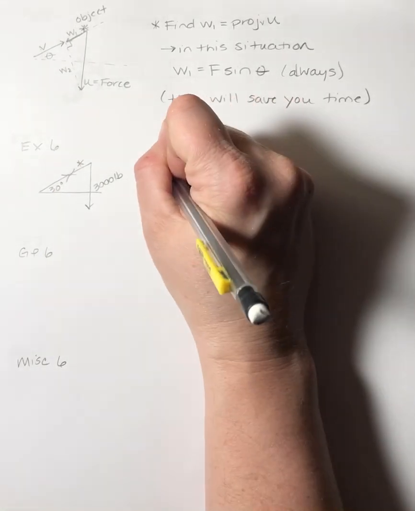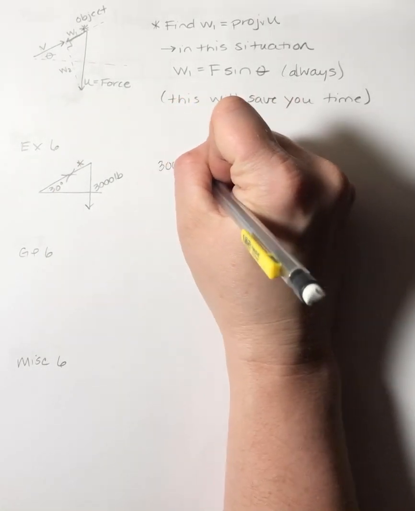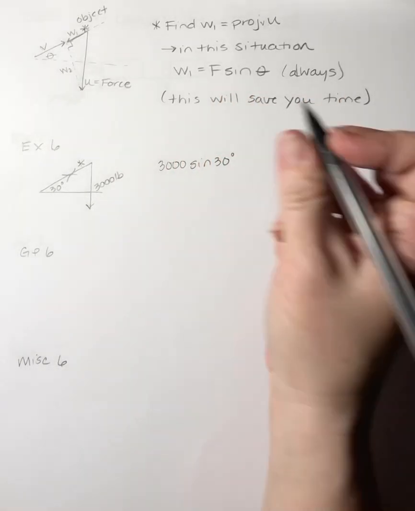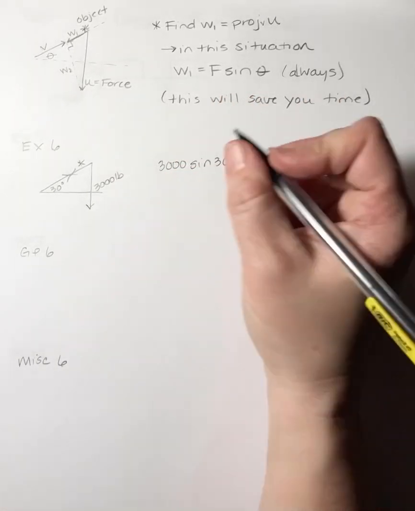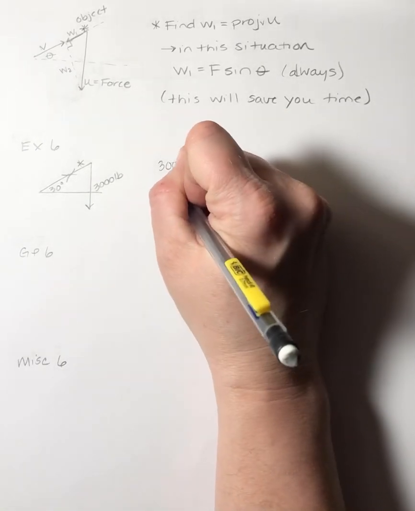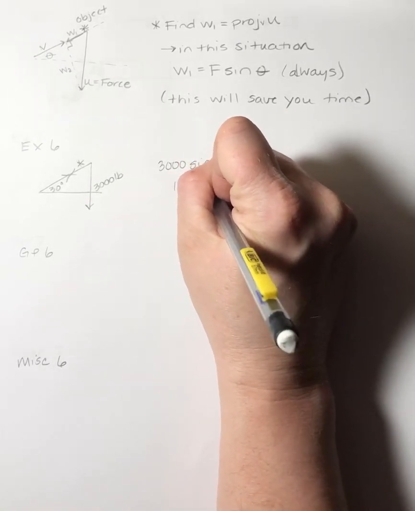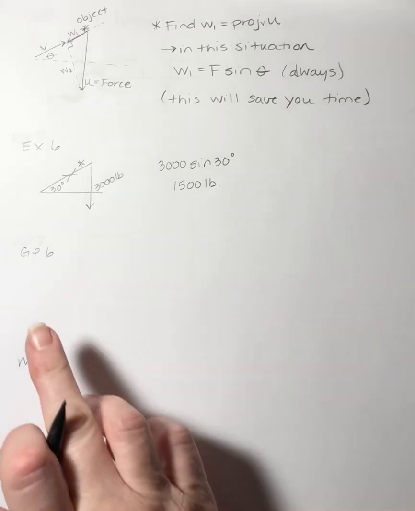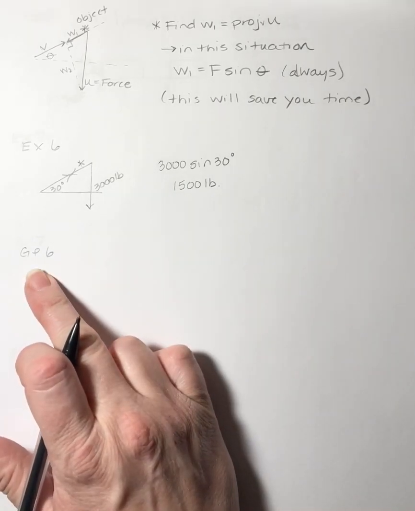So we take 3,000 times the sine of 30. So sine of 30 is 1/2. Half of 3,000 is 1,500 pounds. That's the force that will be needed to keep the car in place. Okay? So, guided practice 6.